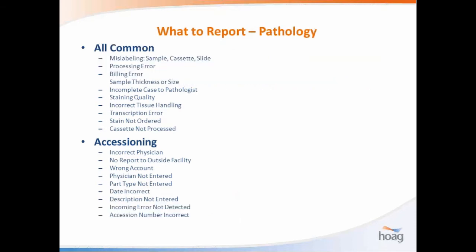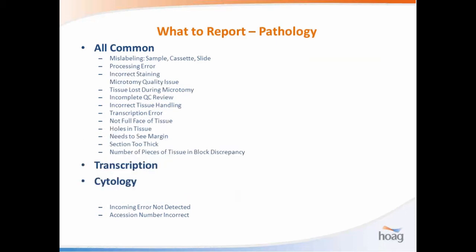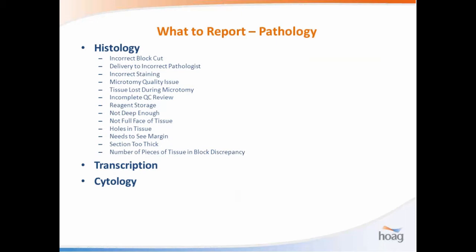In pathology, some of the specialized areas, here are some examples from the pathology department. They've broken it up into all common areas of pathology: accessioning, histology, transcription, and cytology. I certainly won't read those, but the nice thing about the OTIS system is you can program each section to have its own set of codes to classify your nonconforming events.